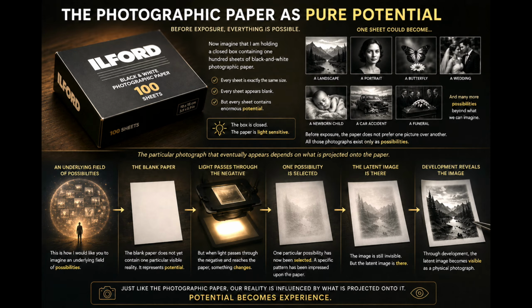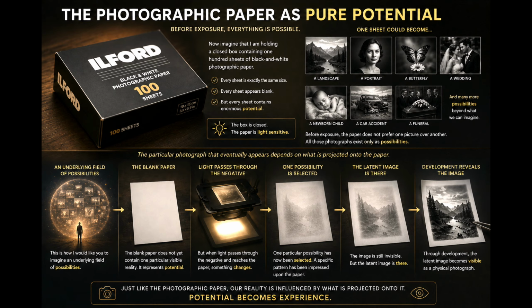The blank paper does not yet contain one particular visible reality. It represents potential. But when light passes through the negative and reaches the paper, something changes. One particular possibility has now been selected. A specific pattern has been impressed upon the paper. The image is still invisible, but the latent image is there.